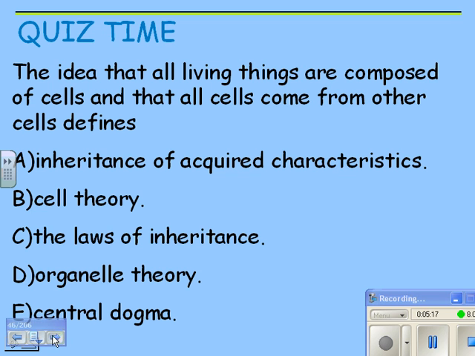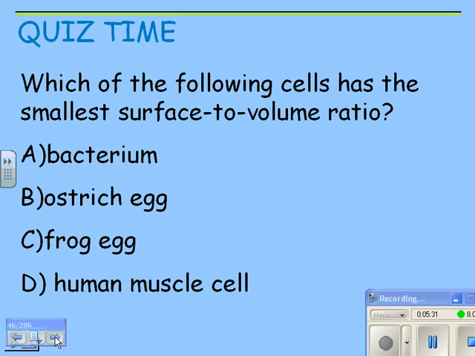Okay, quiz time. The idea that all living things are composed of cells and that all cells come from other cells defines inheritance of acquired characteristics, cell theory, the laws of inheritance, organelle theory, or central dogma. The right answer there is cell theory.